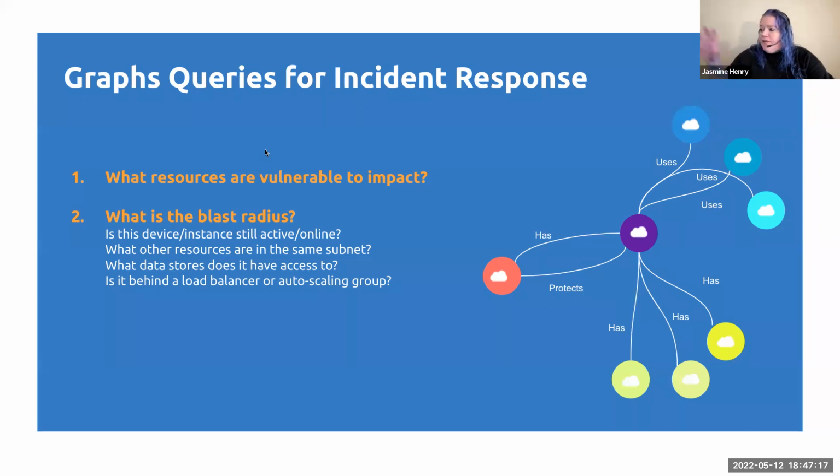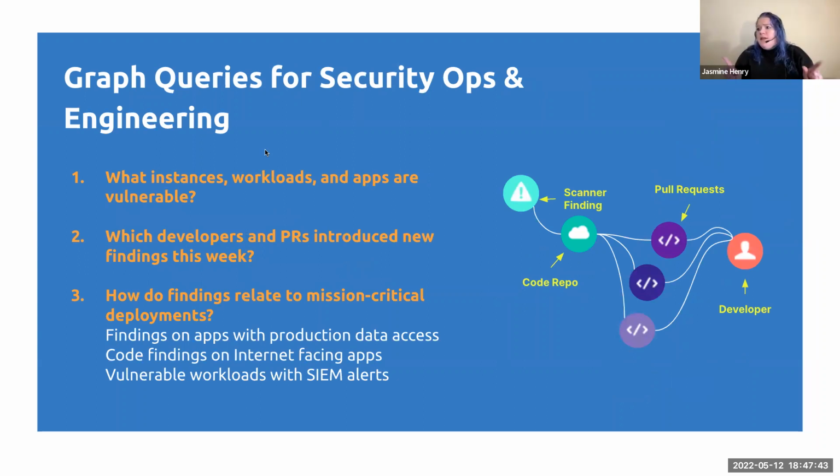So the graph example on the right is a really simplistic representation of how a single resource isn't really your concern in an incident response scenario. It's what uses that resource, what it has, and what protects it, which can be a good thing if there's enough policy around it. Maybe it's not even an incident response scenario, but it's really dependencies that are of interest here. Security ops and engineering.